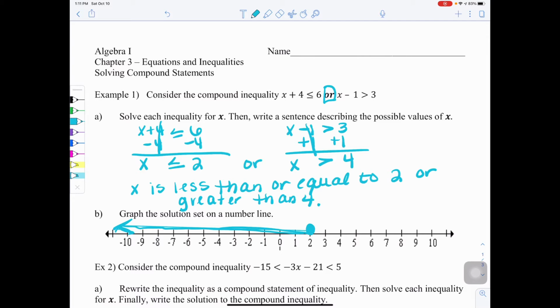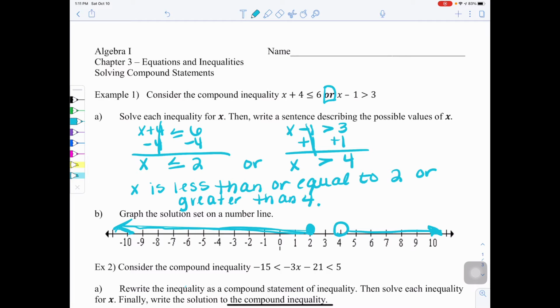Okay. Then we also have or x is greater than 4. So here the circle would be open because 4 is not included, and I'd be shading to the right. So notice, this is not one where it's in between. I'm either in one place or I'm in the other.